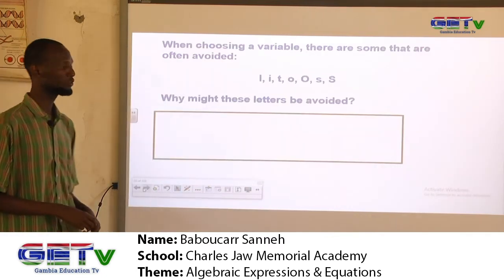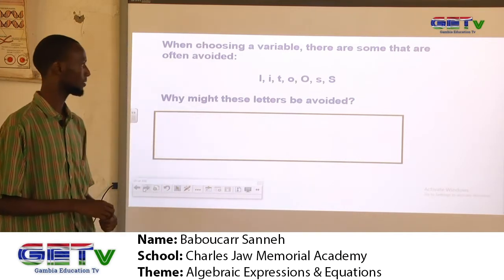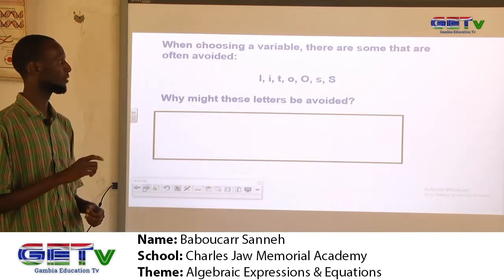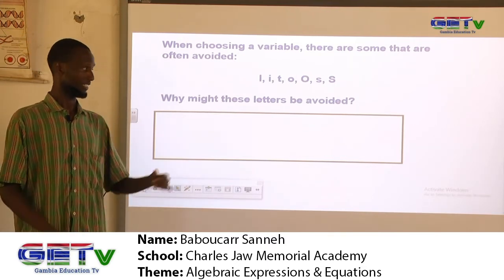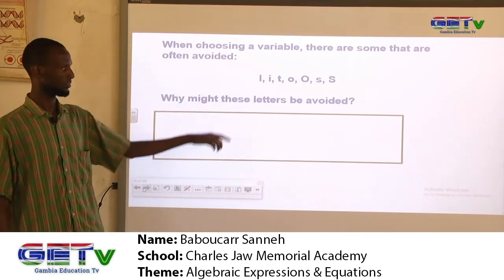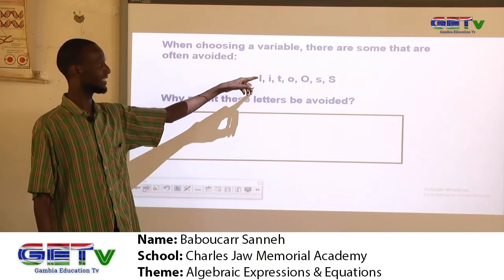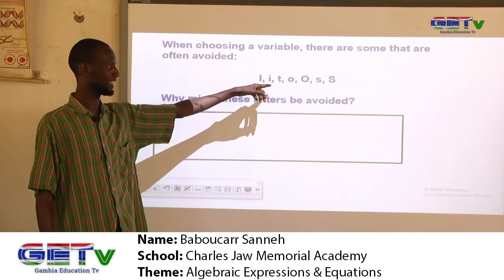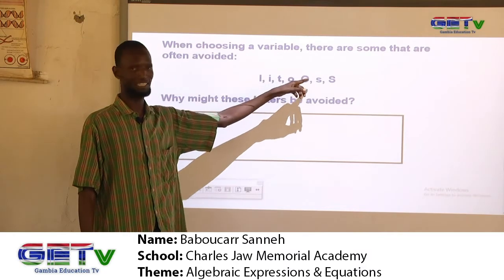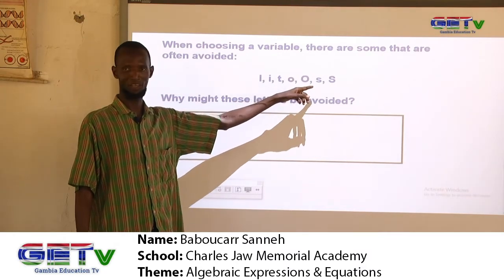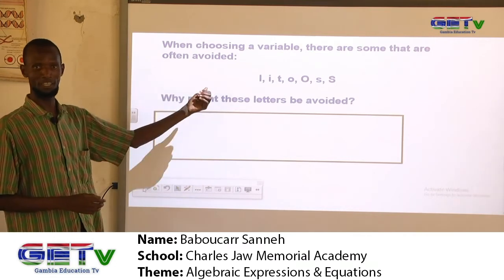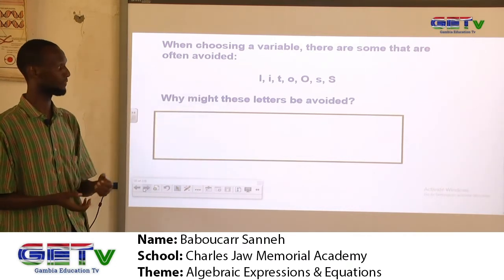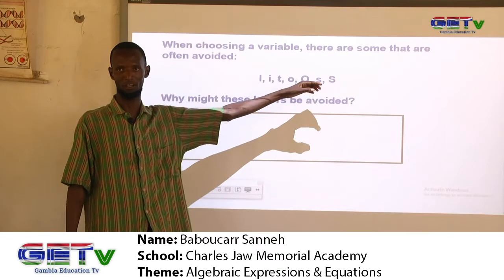Now when choosing a variable, there are some that are often avoided. Here are some examples. L, the small l. I, the small t. The small o and the capital O. The small s and the capital S. Now why do we avoid these? Why are we advised to avoid using these as our variables?